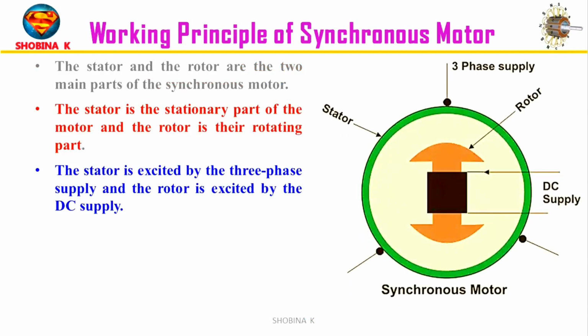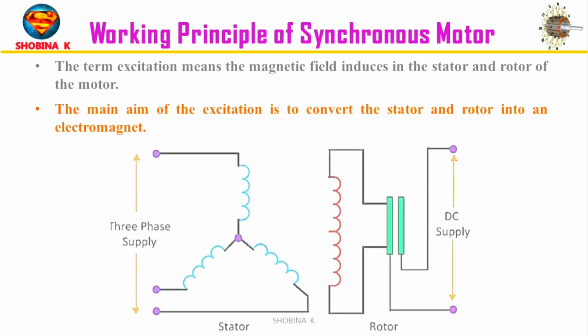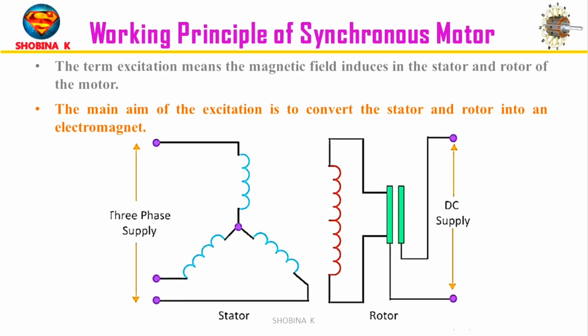The stator and the rotor are the two main parts of a synchronous motor. The stator is the stationary part of the motor and the rotor is the rotating part. The stator is excited by the three-phase supply and the rotor is excited by DC supply. Excitation is the process of generating a magnetic field by means of electric current. So the main aim of excitation is to convert the stator and the rotor into an electromagnet.